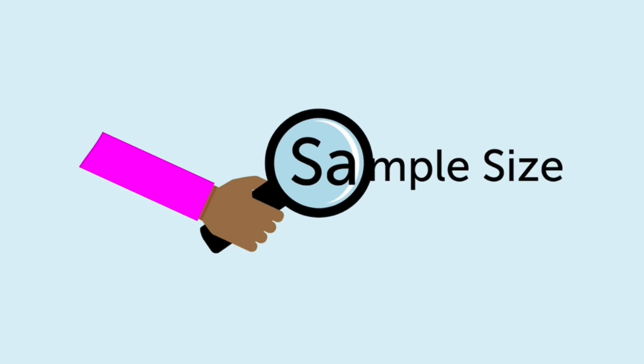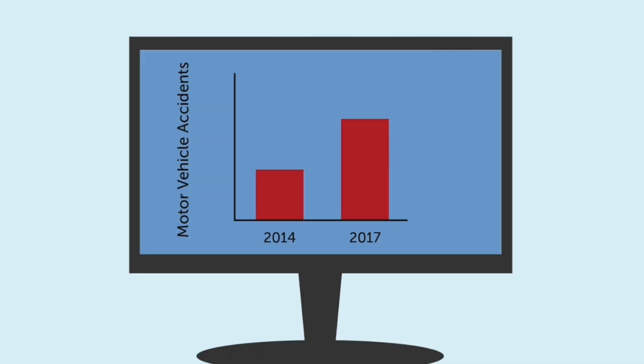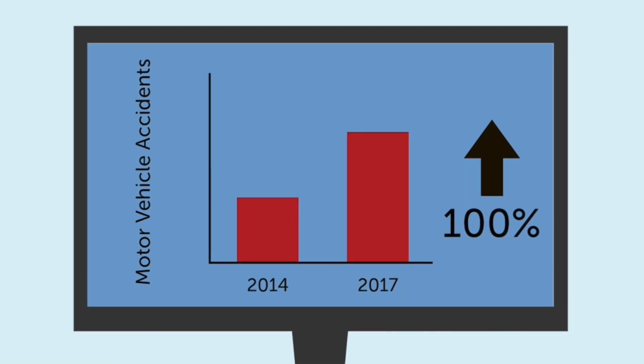When looking at data and making comparisons, look closely at sample size. Small numbers can sometimes be misleading. For example, perhaps you notice the data indicates that between 2014 and 2017, motor vehicle accidents increased by 100%. However, when you look at the data more closely, only one motor vehicle accident occurred in 2014 and 2 in 2017. This is still an increase of 100%, but one that is not so alarming.